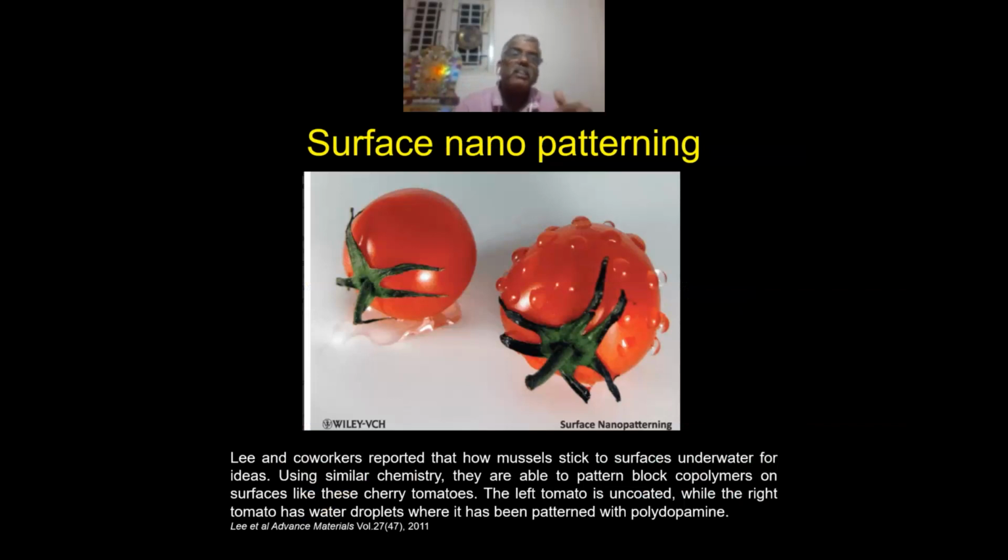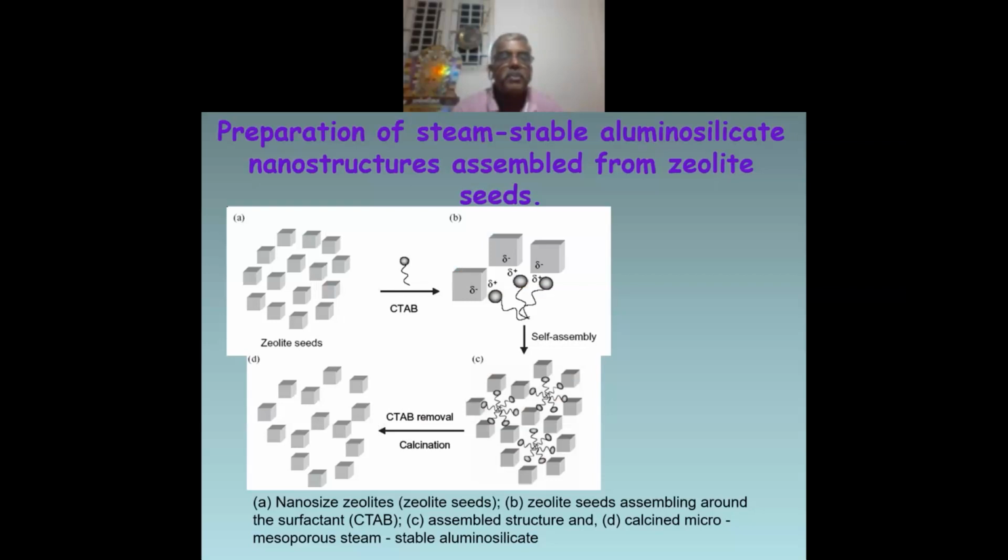So with food material nowadays, people are going with surface nano patterning to preserve the food, a safer way that people are using. Another one is for catalysts, the zeolite catalyst. To arrange the zeolite catalyst, zeolite seeds need proper assembly. They are making steam-stable aluminum silicate structures assembled from zeolite seeds with the help of a surfactant. CTAB is one of the surfactants.